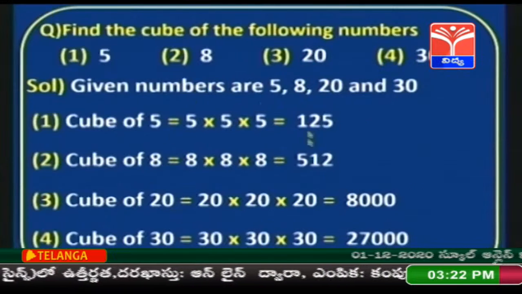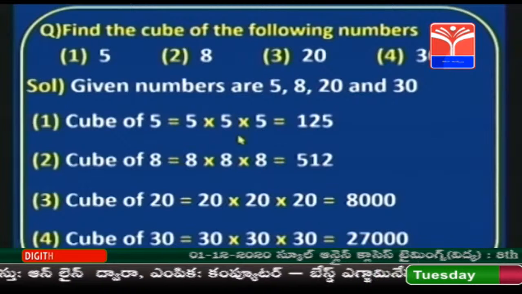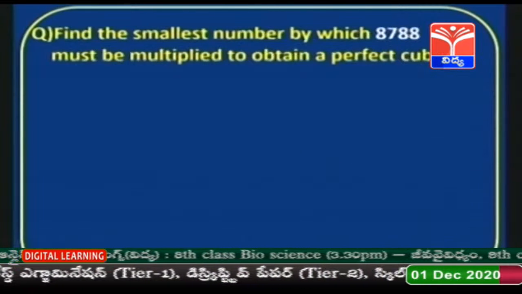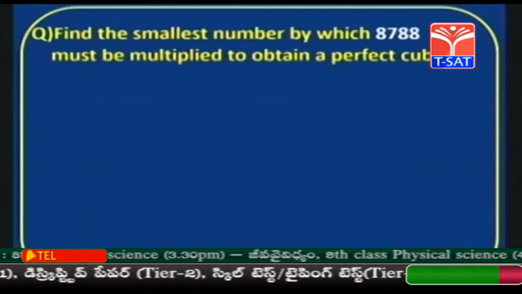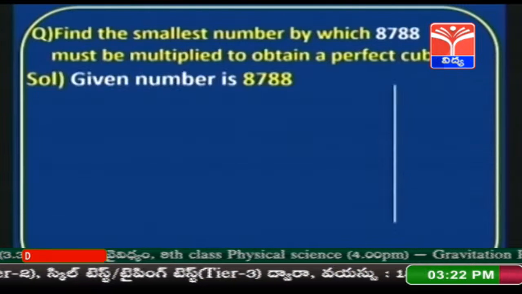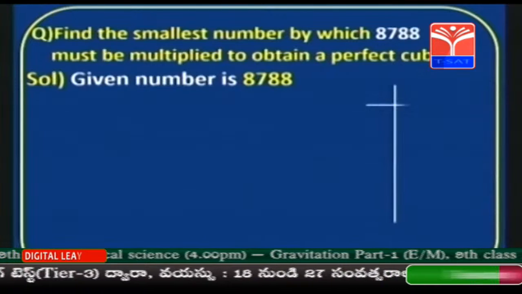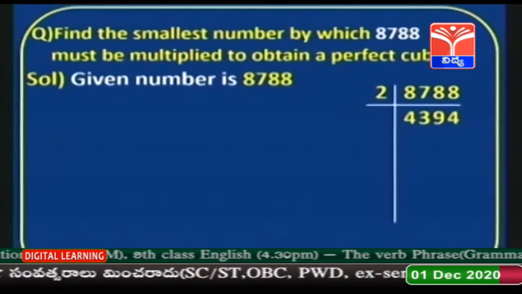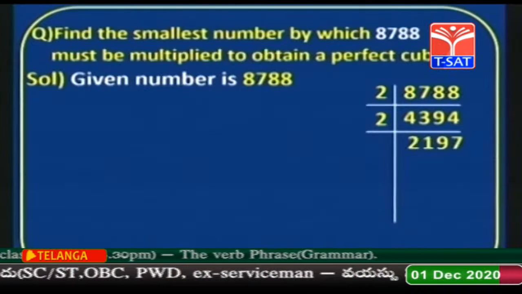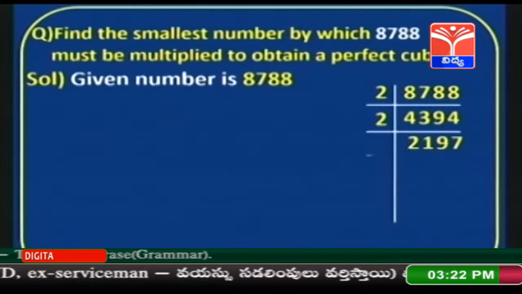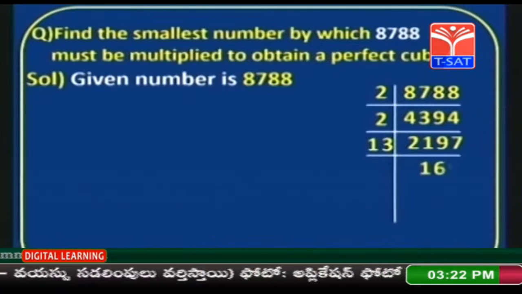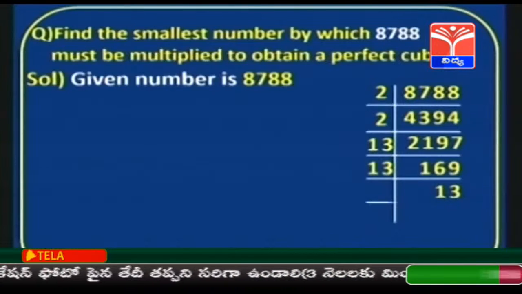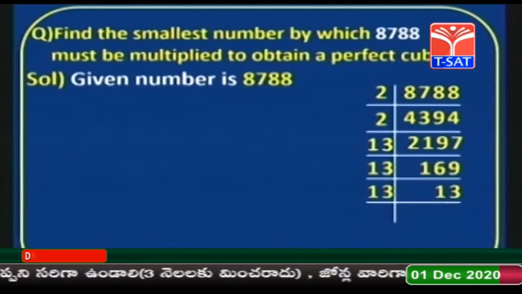How to find it? Just multiply with itself for how many times? 3 times. Find the smallest number by which 8788 must be multiplied to obtain a perfect cube. Given number is 8788. Let us do prime factorization here. 2 4s are 8, 2 3s are 6, 2 9s are 18, 2 4s are 8. Next 2 2s are 4, 2 1s are 2, 2 9s are 18, 2 7s are 14. Next 13 169s, 13 13s, next 13 1s.